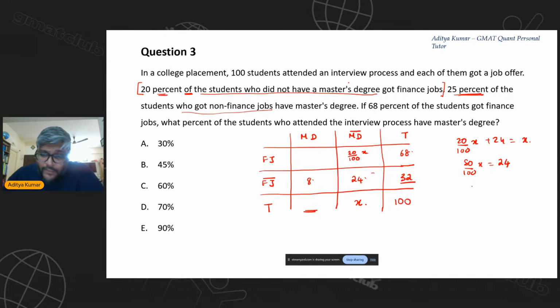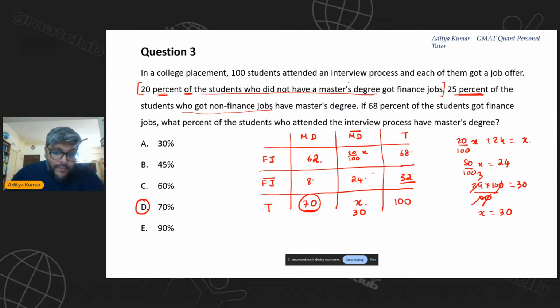I can easily solve for it. 24 into 100 divided by 80. So 8 threes are, that would give me 30. So x is 30. So if this is 30, this would be 70. And if this is 70, this would be 62. Right? So what is the question asking me? What percent of the students who attended the interview process have the master's degree? That is 70%. Right? That's my answer. Or directly, I can just do 100 minus 30 is 70.